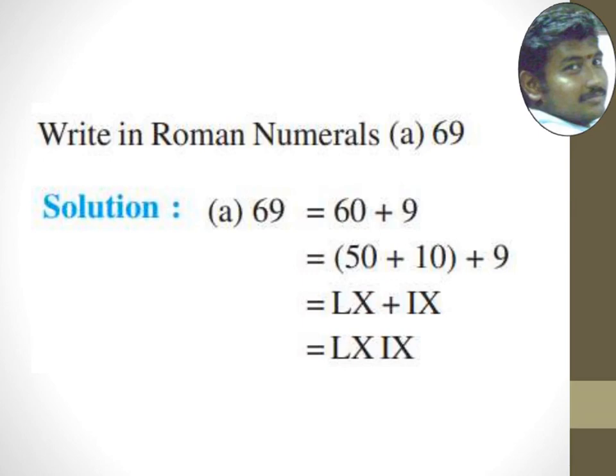Write in Roman numerals 69. 69 we can write 60 plus 9. 60 means 50 plus 10, so LX. 9 means IX. So together you write LXIX. We get 69. Hope you understand how to change Hindu-Arabic numeral to Roman numeral.